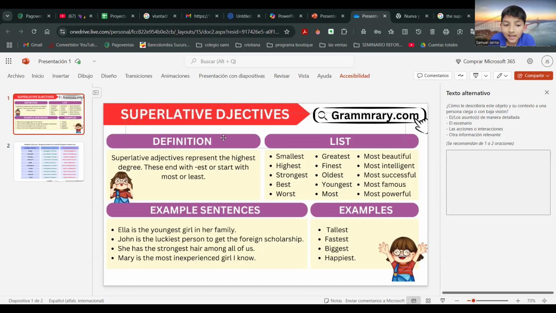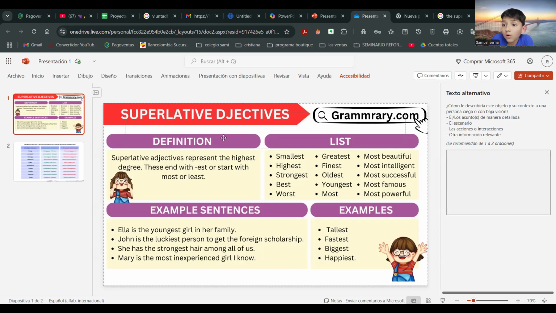Example sentences. Ella is the youngest girl in her family. John is the luckiest person to get the foreign scholarship. She has the strongest hair among all of us. Mary is the most inexperienced girl I know. Ella is the youngest girl in her family. What is the superlative adjective? The superlative adjective in this sentence is youngest.